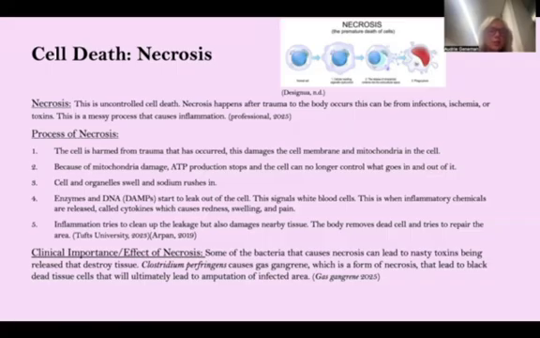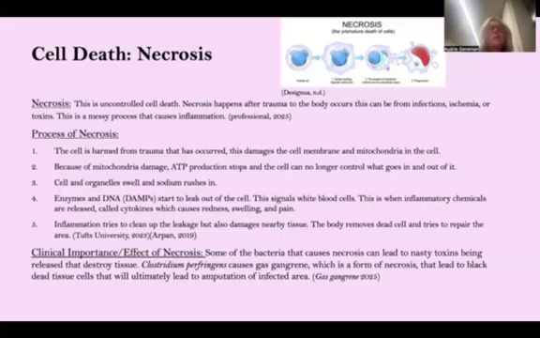So in the process of necrosis, the cell is harmed from trauma that has occurred. This damages the cell membrane and mitochondria in the cell. Because of mitochondrial damage, ATP production stops and the cell can no longer control what goes in and out of it. The cell and organelles swell and sodium rushes in. The enzymes and DNA, the DAMPs, start to leak out of the cell. This signals white blood cells. This is when inflammatory chemicals called cytokines are released, which cause redness, swelling, and pain. Inflammation tries to clean up the leakage, but also damages nearby tissue.